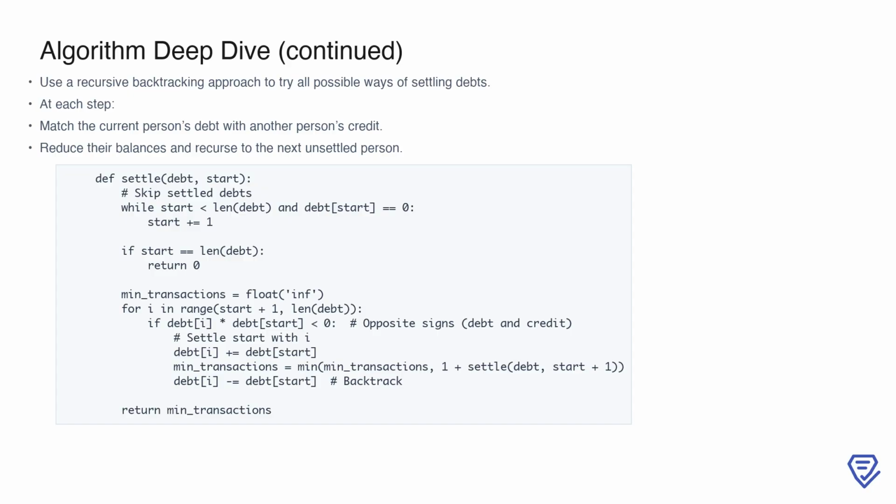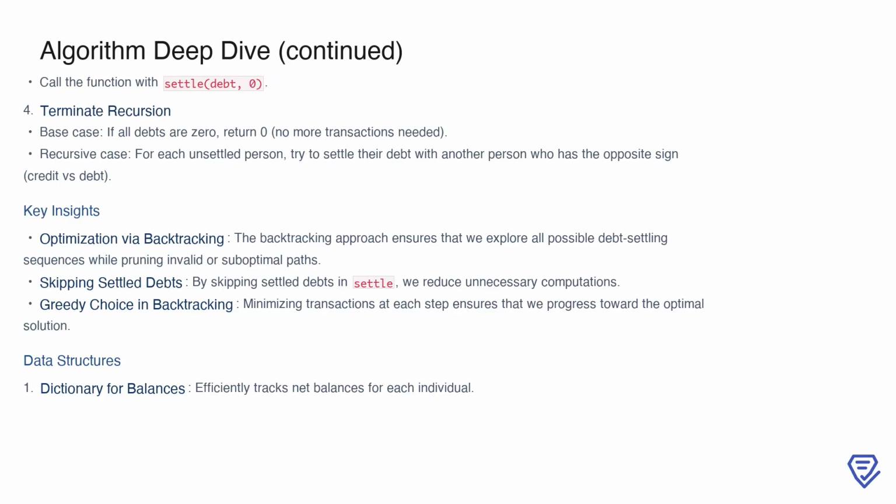This recursive process continues until all debts are resolved, and we track the minimum number of transactions encountered across all possible paths. To begin the backtracking process, we call the function settle(debt, 0), where debt is the list of non-zero balances and 0 is the starting index. The base case for the recursion occurs when all debts are settled, which is when every value in the debt list is 0. At that point, we return 0, indicating that no further transactions are needed.